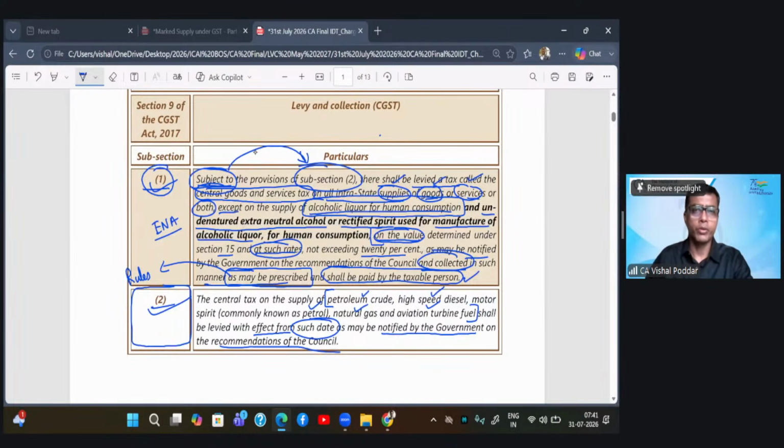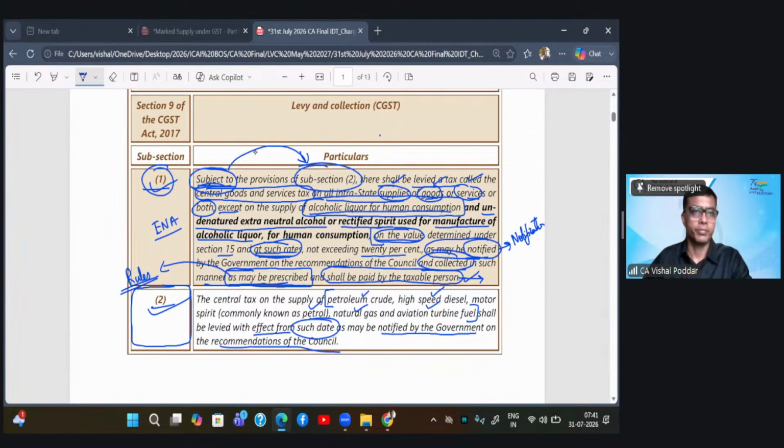Like for rates, you will find the rate there. Now, wherever this phrase is used, as may be notified, it means you have to refer to something called a notification. But wherever this phrase is used, as may be prescribed, it means you have to refer to rules. Correct? Now comes the point, who has to pay the tax?